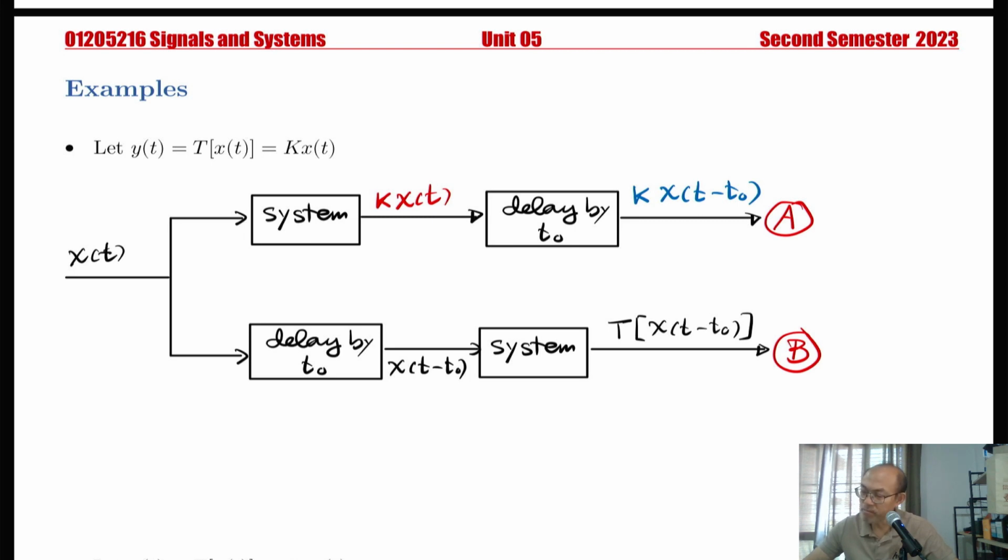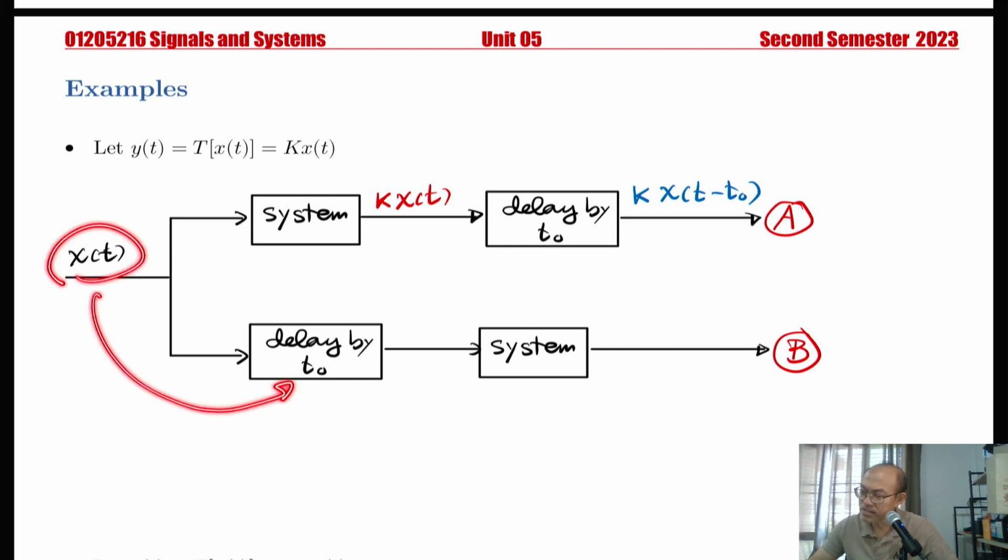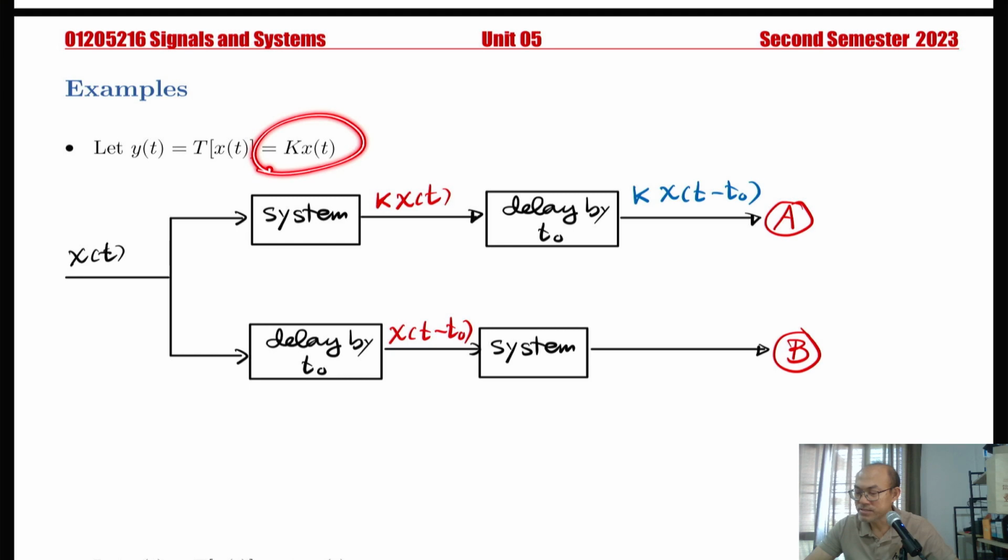Now let's look at the lower path. In the lower path, we are delaying x first by t0. So what comes out of the lower path would be x of t minus t0. And then we pass this signal to our system here. What the system does is multiply k to the input. So what comes out will be k times x(t minus t0).